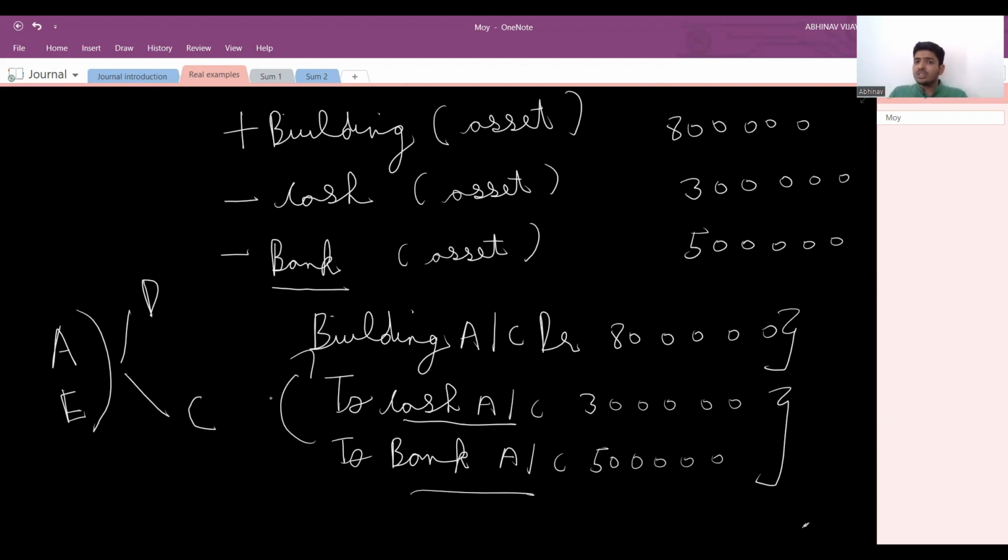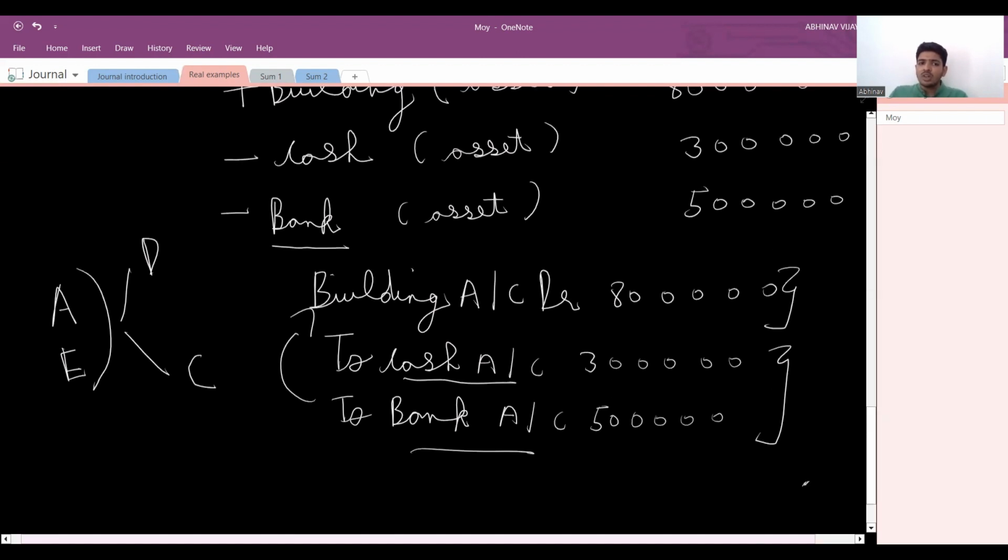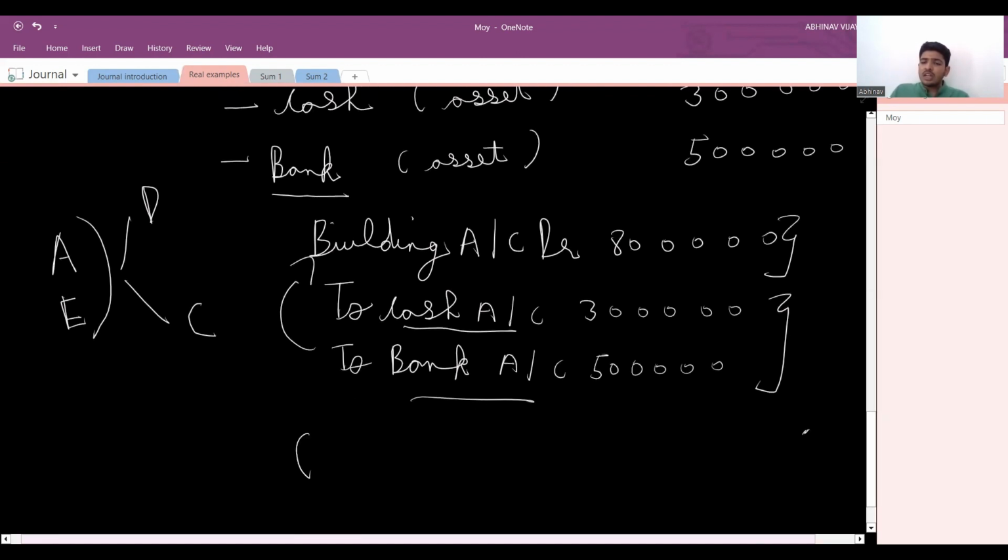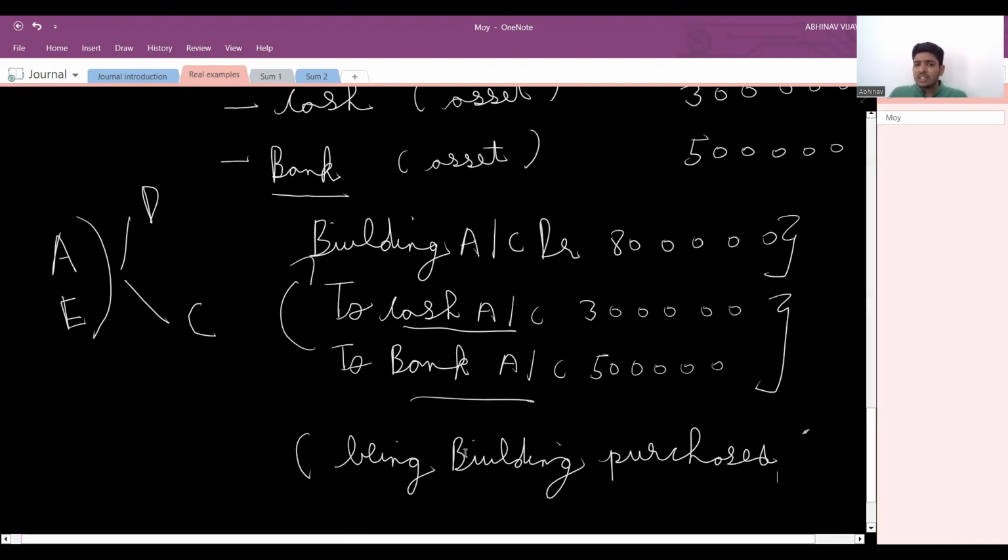That's the reason I chose this question. It solves all the confusion you have right now. Now, write the narration. Being building purchased. You can write "by building purchased, 3 lakh rupees for cash, 5 lakh rupees for bank," or just write "by building purchased." That's enough. They should just know that you know the format.